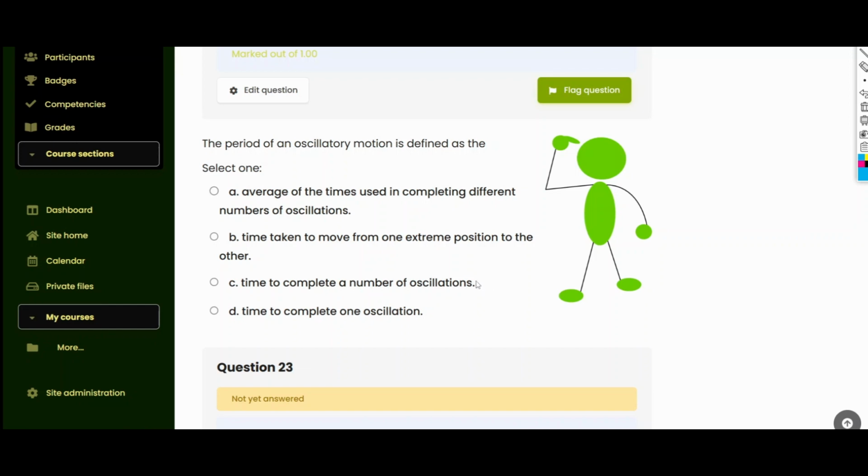So the time to complete one oscillation. So we're going with D.